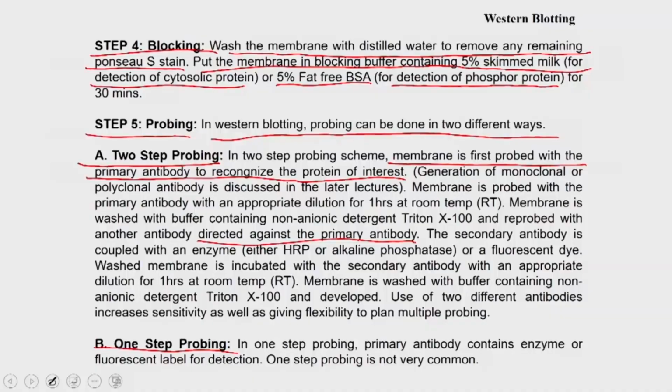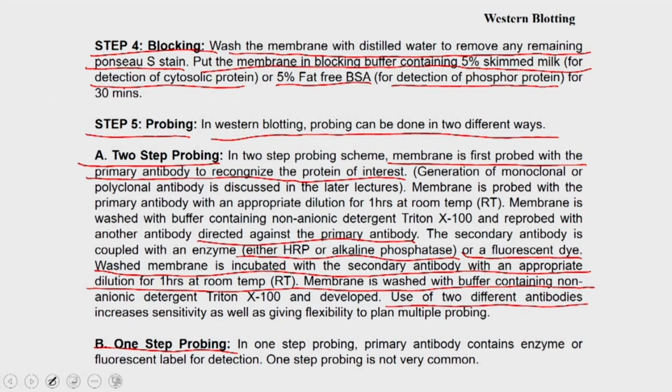And the secondary antibodies normally contain HRP or alkaline phosphatase as an enzyme, which you can use for running the reactions. Sometimes they are also coupled with a fluorescent dye. Then the washed membrane is incubated with the secondary antibody at an appropriate dilution for 1 hour at room temperature. The membrane is washed with a buffer containing non-ionic detergent and developed.